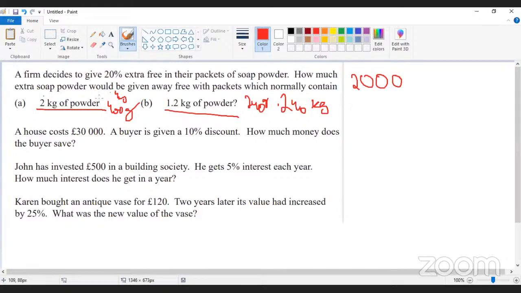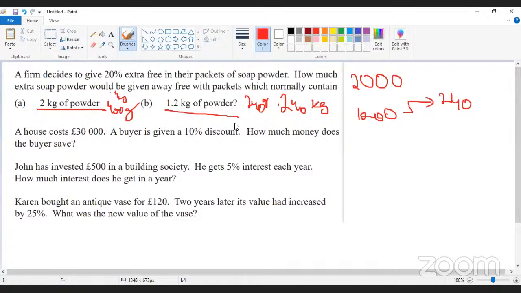So how much extra powder would she give away with the packet which normally contains? So she would be giving extra as 400 grams. Second one, 1.2 kg. That means 1200 grams. 1.2 kg, 1200 grams. So what is 20 percentage? 240. That means 240 grams is given extra. Are you clear with that? Anthony, yes or no?